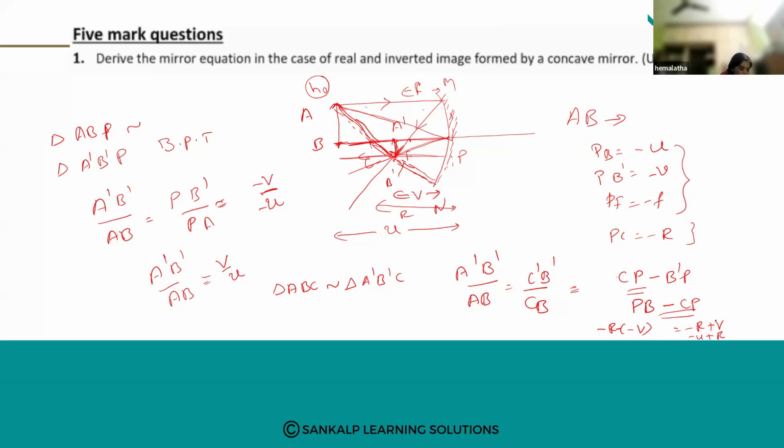Where do we have to substitute? Substitute here: A dash B dash divided by AB is equal to minus R plus V divided by R minus U. Correct? This is the one. Now A dash B dash is nothing but V by U. So V by U is equal to minus R plus V divided by minus U plus R.